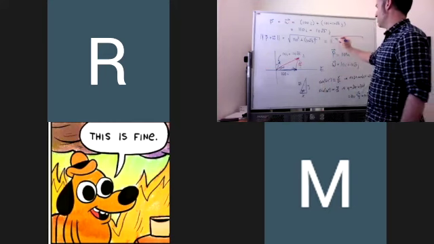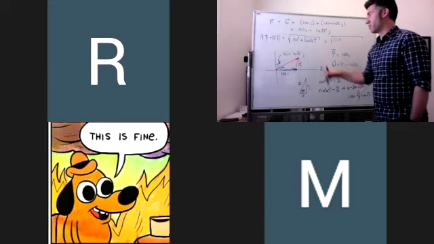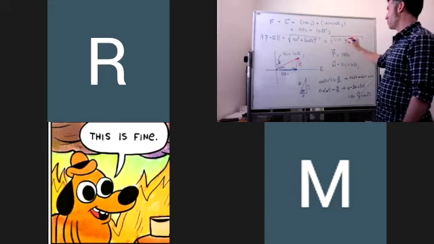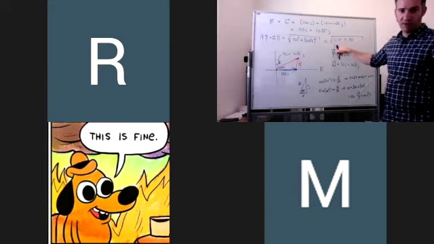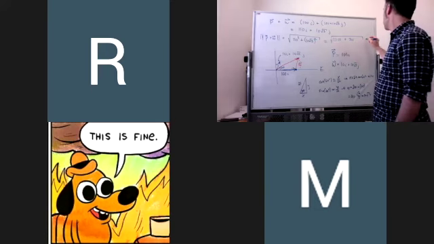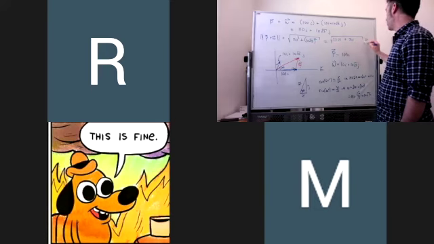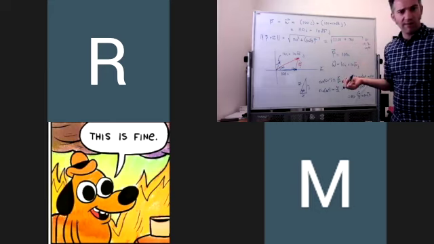110 squared is 12,100. 10 root 3 squared is 100 times 3. So we've got the square root of 12,400, which is approximately 111.3, sorry, miles per hour. So not a whole lot faster, right?